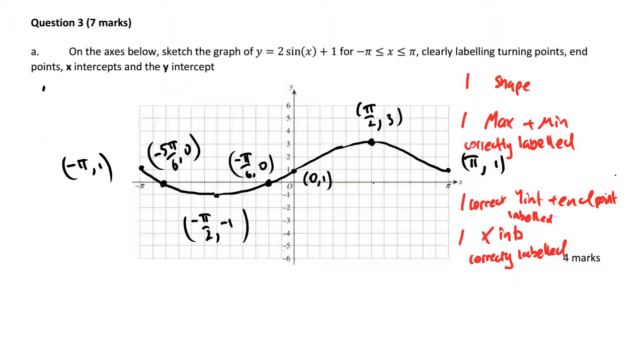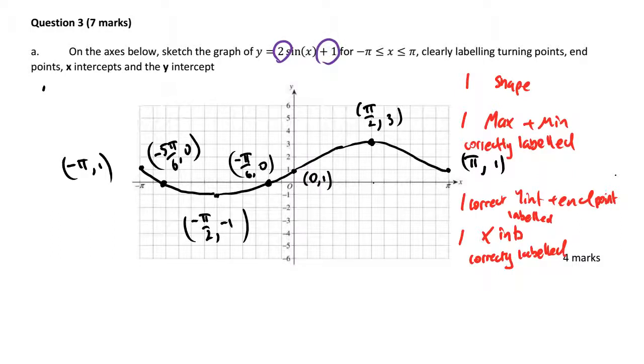Well, as it turns out, this one was quite well done. We were quite pleased with this. So what happens was the 2 causes the amplitude to change. The amplitude now becomes 2, so that everything is dilated away from the x-axis by a factor of 2, and the 1 causes everything to translate up 1.